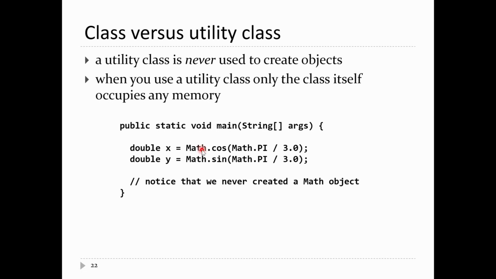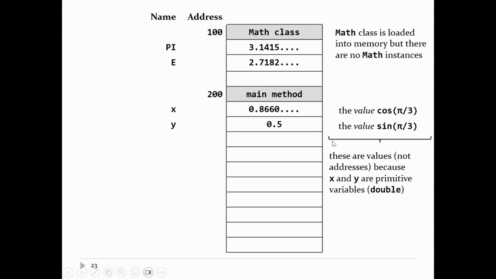So here I'm using the Math class to call cosine and sine. Notice we never made a Math object. In memory, all that appears is the Math class itself. There's the main method that's calling cosine and sine. Inside the Math class, you've got your fields pi and e. But there are no Math objects anywhere.